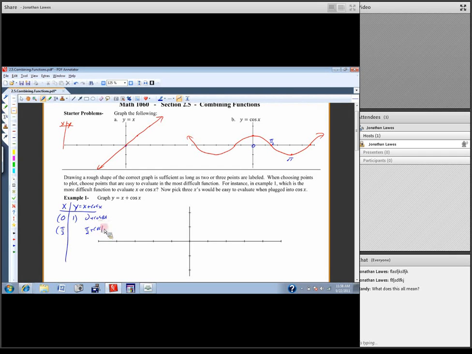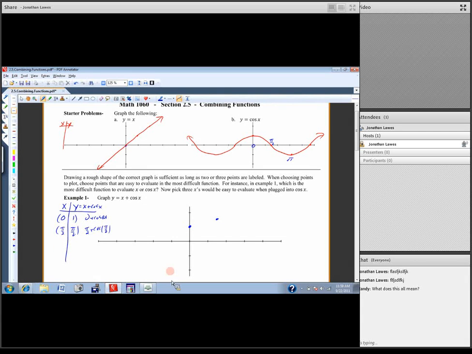So pi halves. So cosine of pi halves is 0. So this is pi halves plus 0, so that's just pi halves. So that's about 1.5 and 1.5. So we're going to go over 1.5 and up 1.5. Oops, I forgot to graph this little guy right here. Okay, so we've got that one.